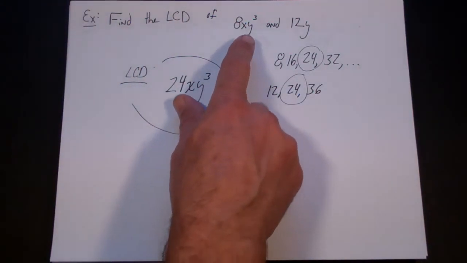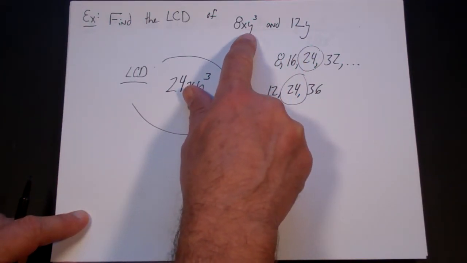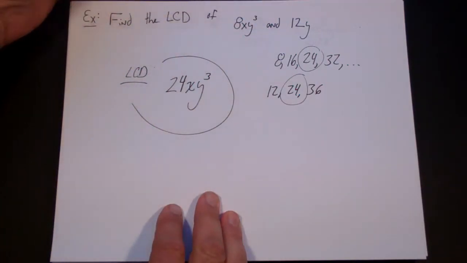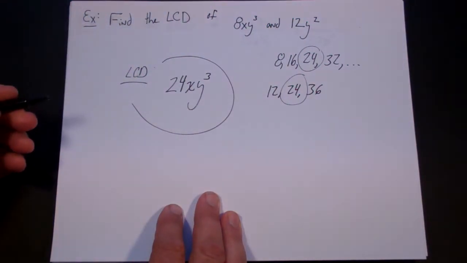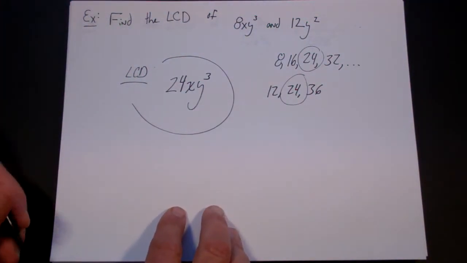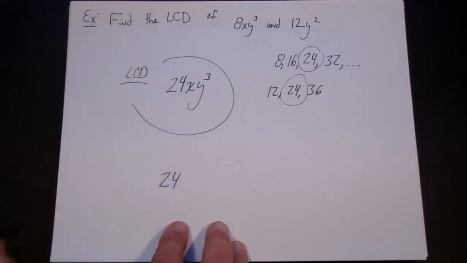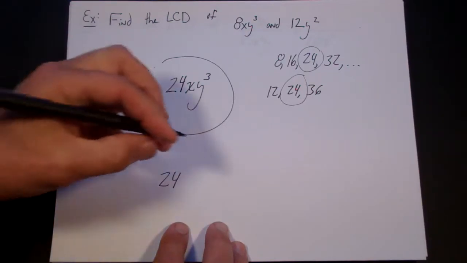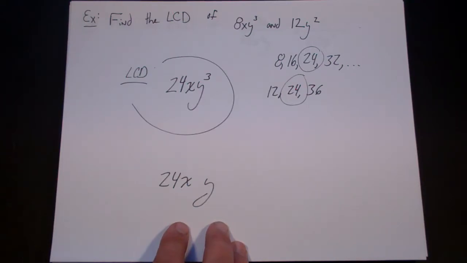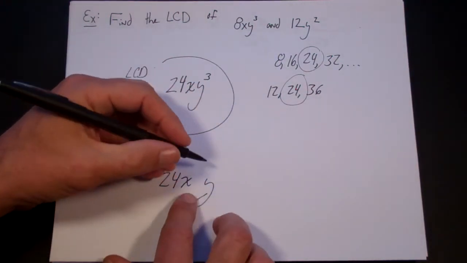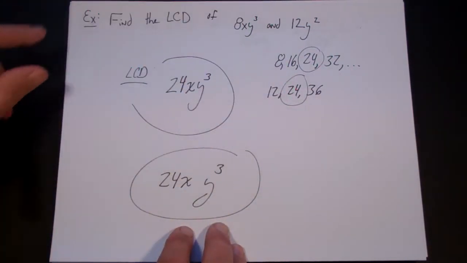Now be careful there. Even though there's a y in both of them, you don't care. You only care which one has the highest power. For example, if this was find the least common denominator of 8x, y to the third, and 12y squared, the answer would be exactly the same. First you'd find the least common denominator between 8 and 12, which is 24. Then you would write down every variable that shows up, x and y, to whichever power is greatest. Here you have x, x to the 1, and the third. So in that case, it would have exactly the same answer.